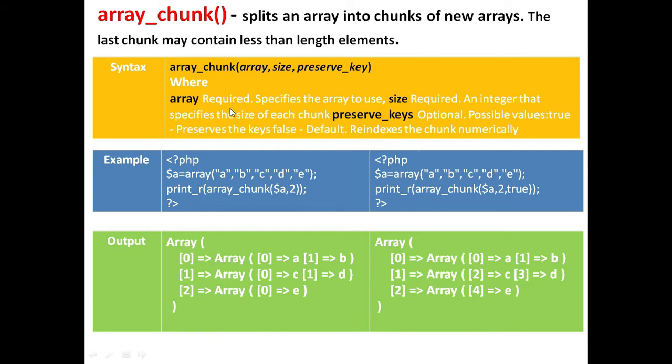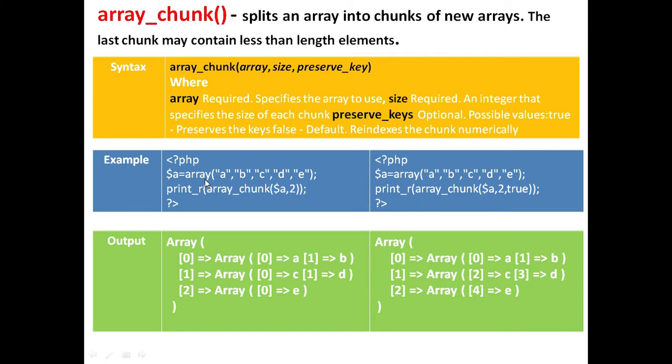General syntax is array_chunk, then array, size and preserve_key, where array is the name of the array, size is an integer that specifies the size of each chunk, and preserve_key is optional which contains the value of true or false. The default value is false, which reindexes the chunk numerically.